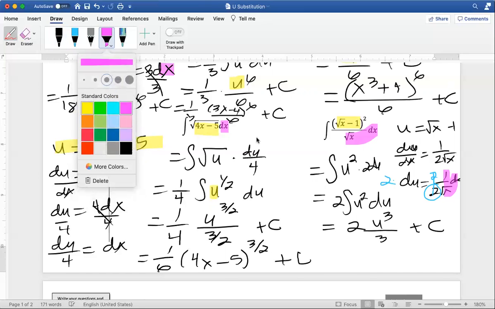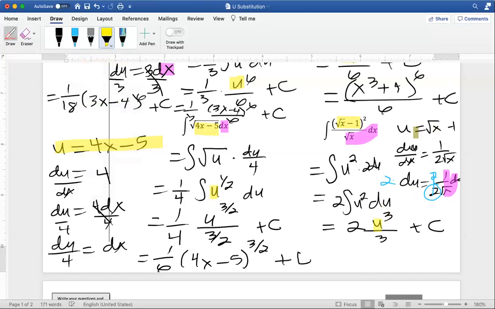Remember, you started with x's, so you want to end with x's. So I'm going to substitute this guy back in, and I get 2/3 square root of x minus 1 to the 3rd plus c.